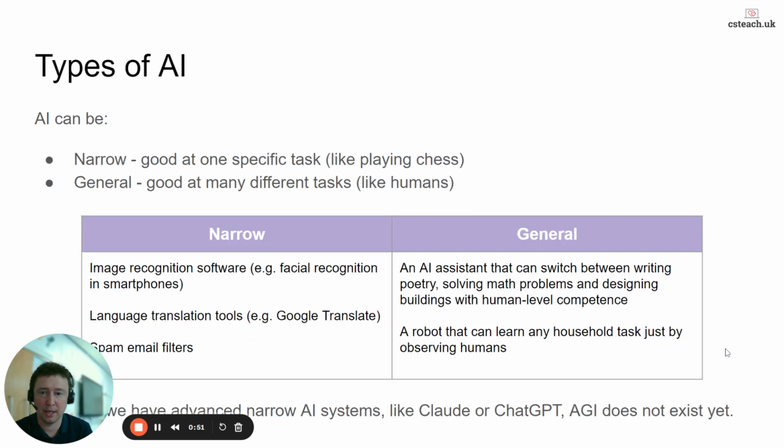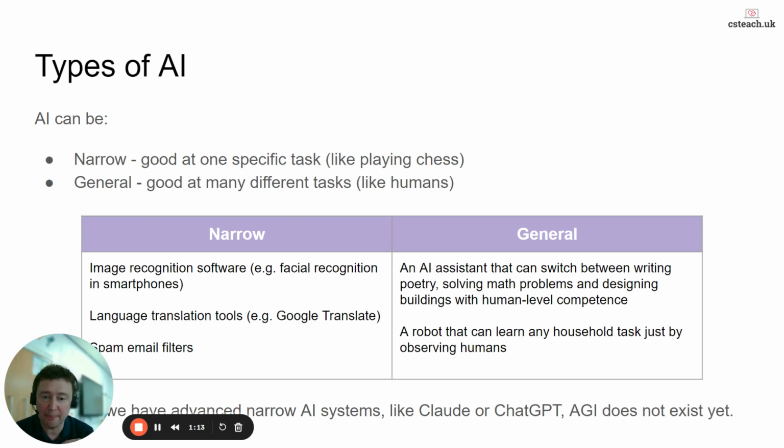And there's different types of AI, and I've kind of narrowed it down here. So we've got two types of AI to think about. First is narrow, and that means it's good at one specific task, for example, like playing chess or creating an image. More generic or general AIs are good at many different tasks, much like humans.